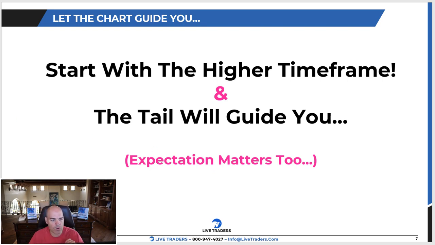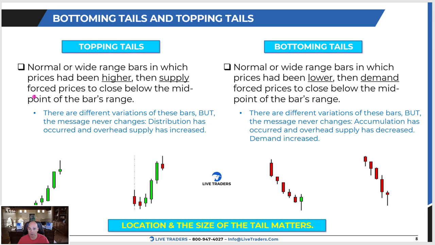And again, these are the 2 to 3 slides that you saw last week, so I am not going to spend much time on them. It's just a quick refresher. Where things happen matters. So location and size of the tail matters. Was it a topping tail? Great. But was it a topping tail after 5 green bars, or was it a topping tail after 5 red bars? It's a completely different mindset.